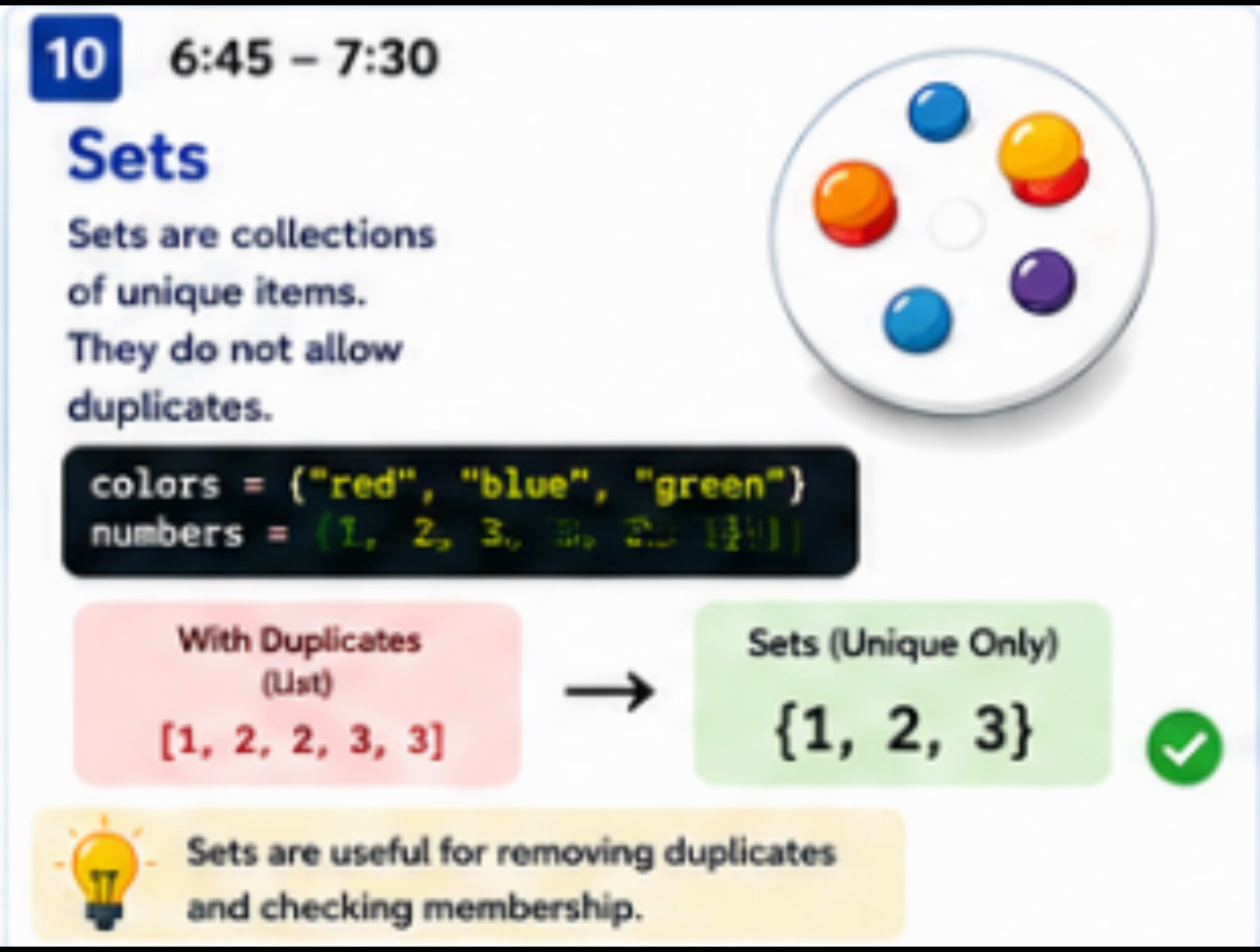Sets are collections that only allow unique items. If the same item appears multiple times, a set keeps only one copy. Think about collecting unique trading cards. If you already own a card, receiving another copy doesn't add anything new to the collection. Sets are often used to remove duplicates, organize data efficiently, and quickly determine whether a particular item exists within a collection.